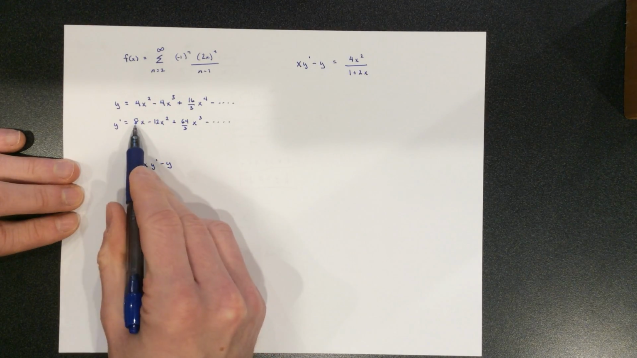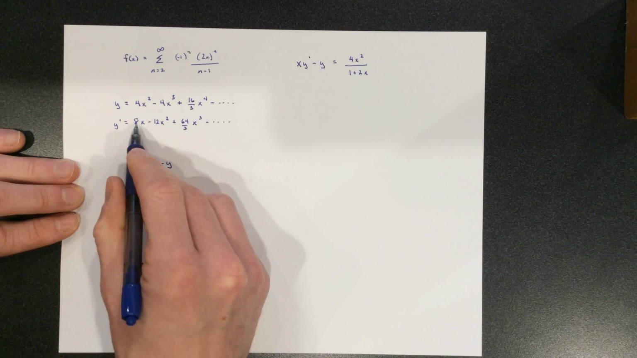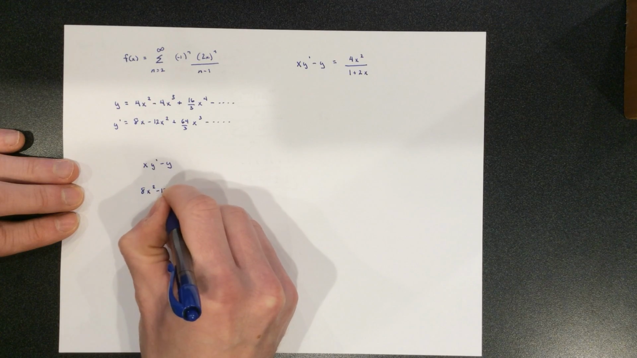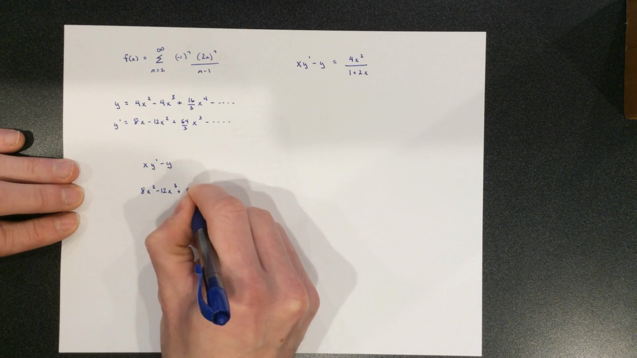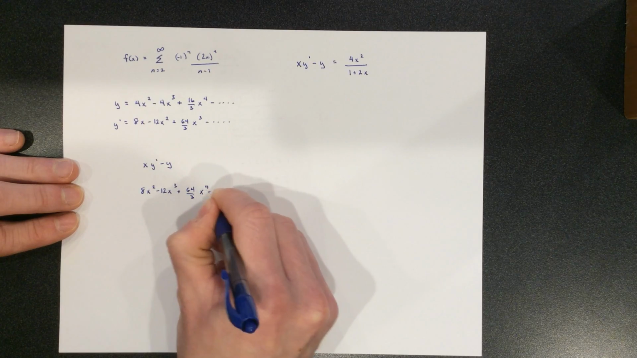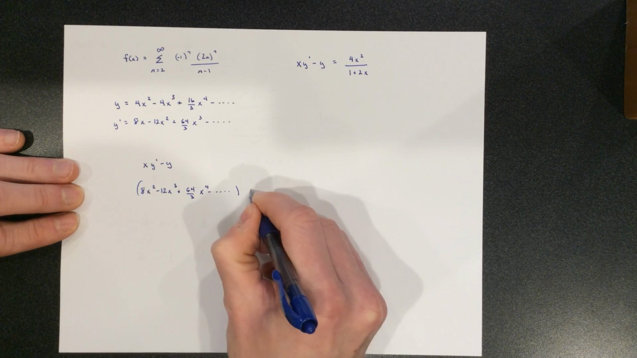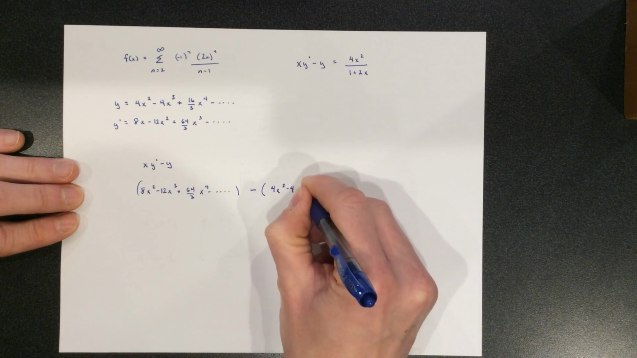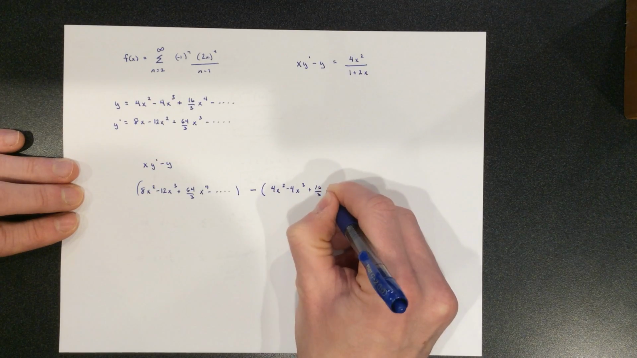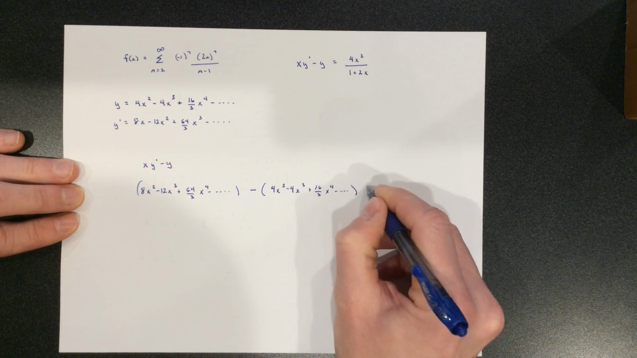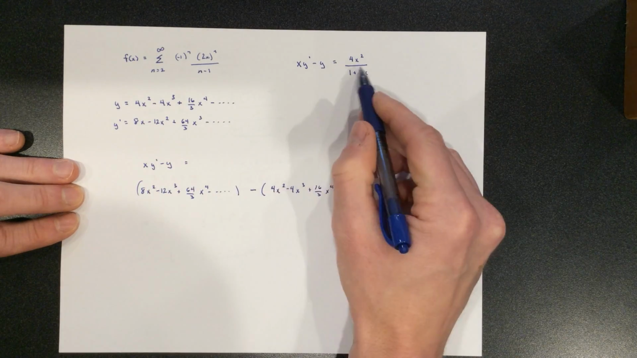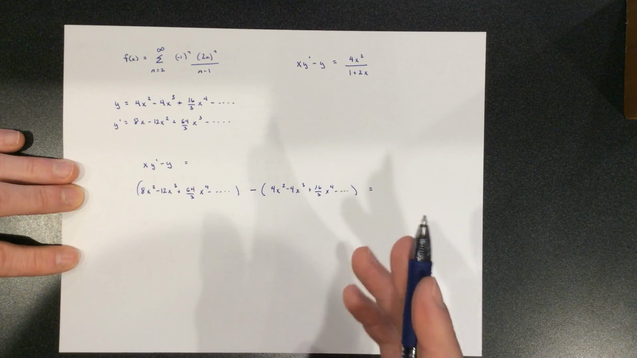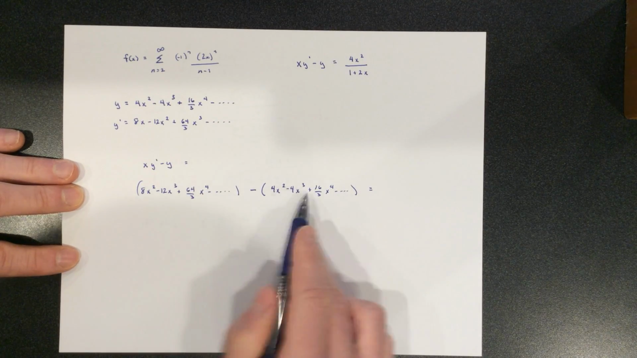So what happens if I take x times y prime? I'm just taking x times all of these things. So that's 8x squared minus 12x cubed plus 64 thirds x to the 4th minus blah, blah, blah, minus my y values: 4x squared minus 4x cubed plus 16 thirds x to the 4th minus blah, blah, blah. Okay, and I'm just working with this and I'm going to show that it's equal to that. This is an infinite polynomial minus another infinite polynomial, which is fine. Don't worry about the infinity. You're just going to combine like terms.